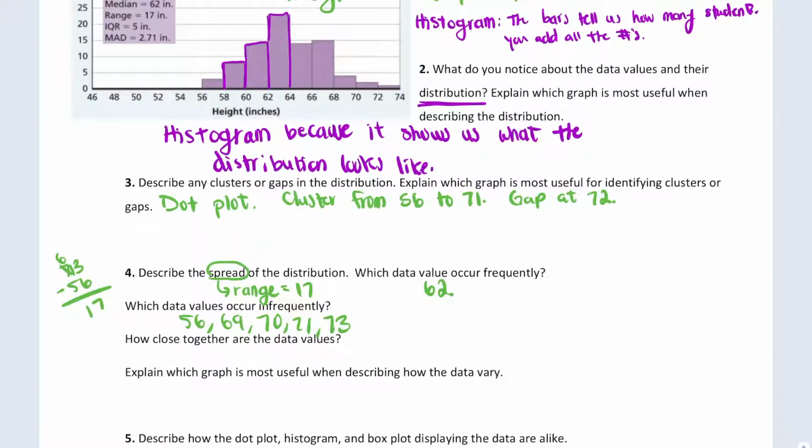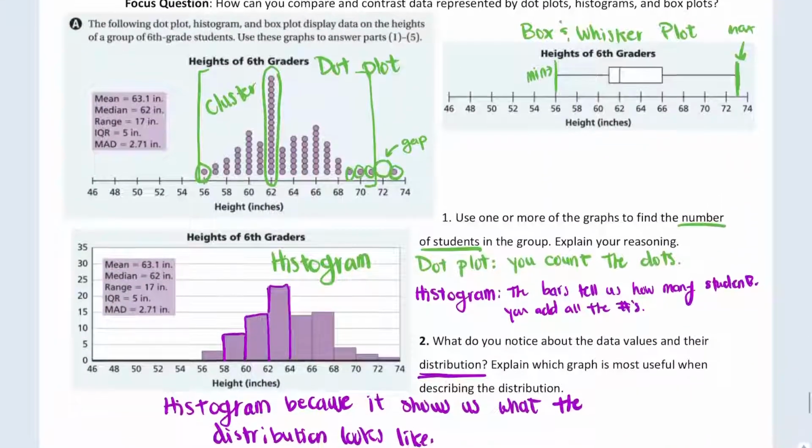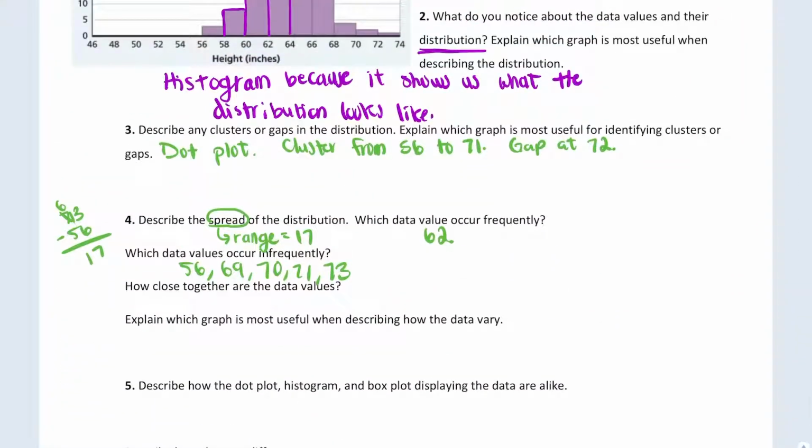There we go. Okay. How close together are the data values? Now we need to ask ourselves, which graph would we use to figure out how close our data is together? So take a second, talk to each other, please. Which graph would we use, the box plot, the histogram, or the dot plot, to figure out how close my points are together, how close my data is together? All right, hopefully you paused the video. I would say that the dot plot tells us this.